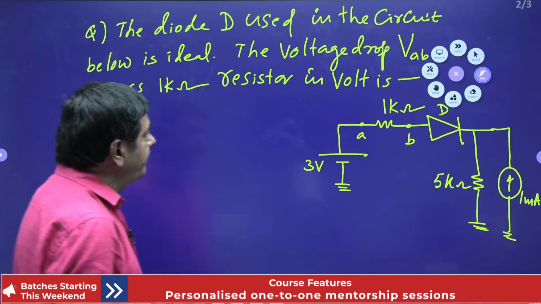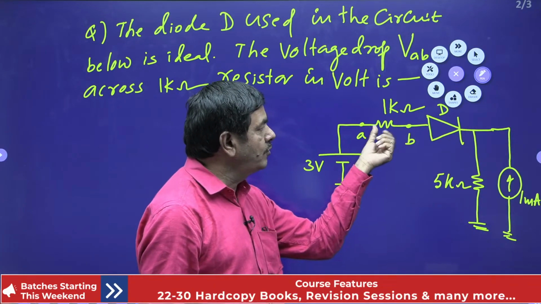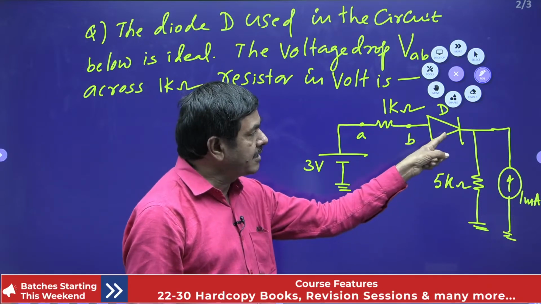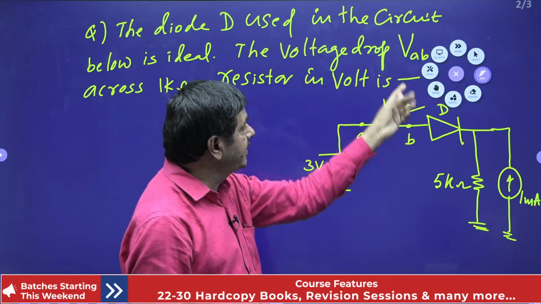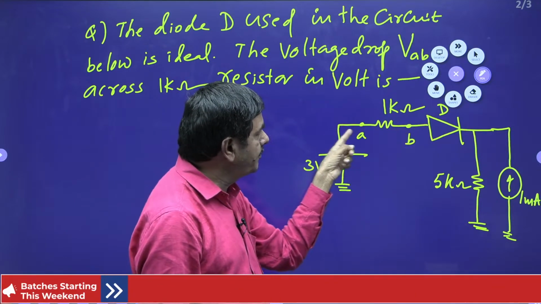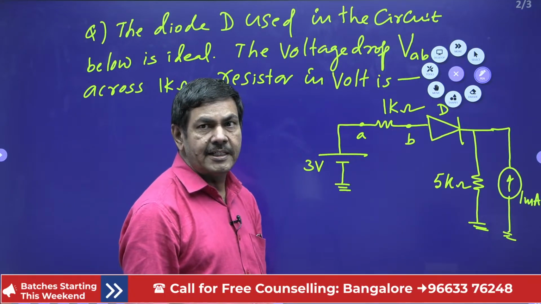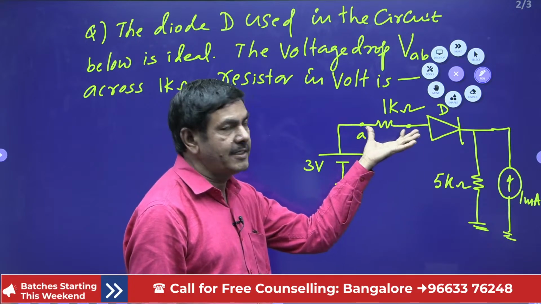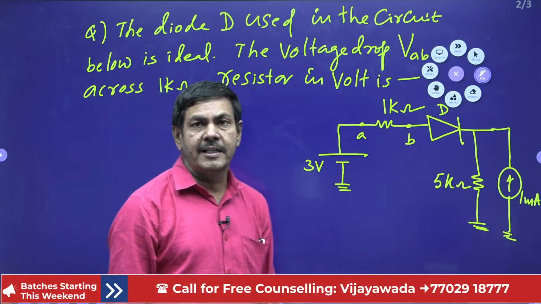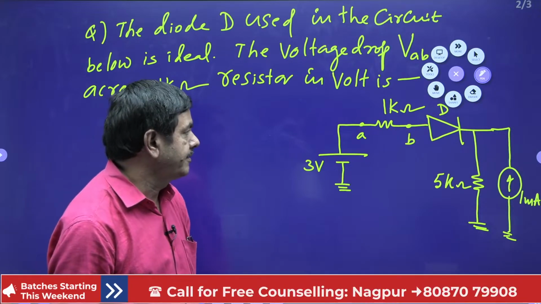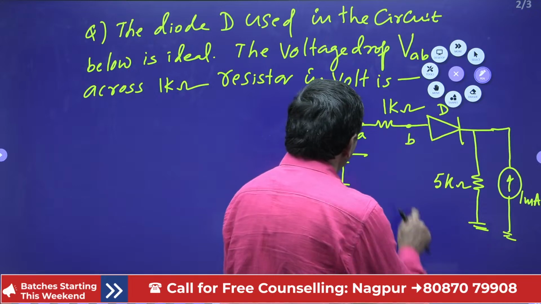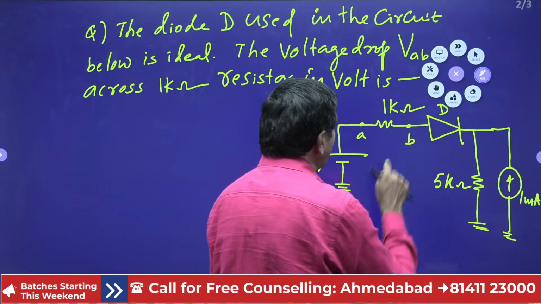When can I get V_AB, the voltage across the 1 kilo ohm? If the diode is on. If the diode is on, since the ideal diode is given, it can act as a short circuit and current will pass. When current is passing, some drop is available. If you don't find any current, you will not get any voltage drop. We can check. How can we find the current across this 1 kilo ohm?